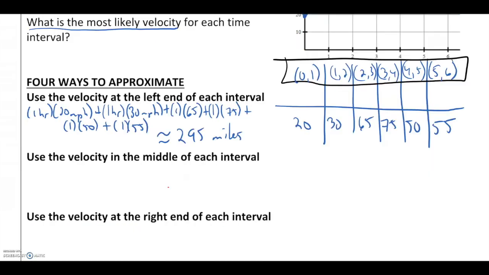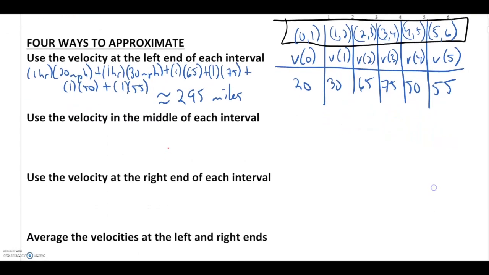And one thing I'll do really quickly before we move on is make a reminder of which function values we used in this first approximation. So for our time interval from 0 to 1, we used the velocity on the left at 0. 1 to 2, we used velocity at 1, and so on, only using the velocity recorded at the first time value. So another way we might think to do this is to use the velocity right in the middle of the interval. So like on the interval from 0 to 1, what if we just got the velocity at 0.5 hours or at 30 minutes and used that? On the interval 1 to 2, we'd use 1.5, and so on.